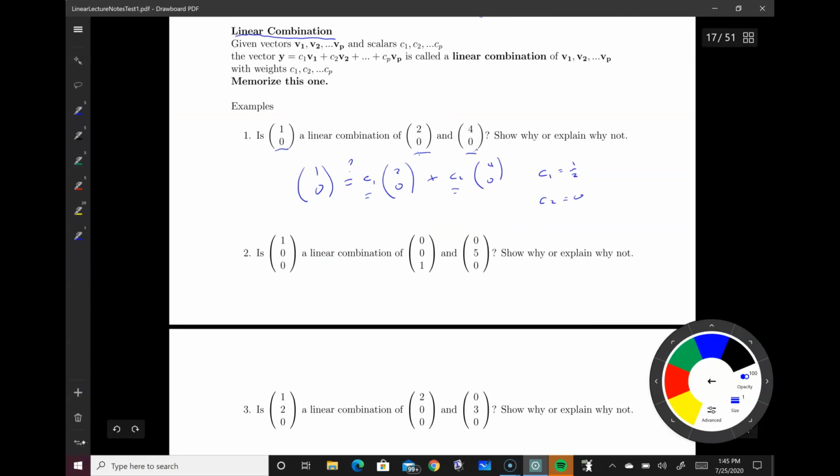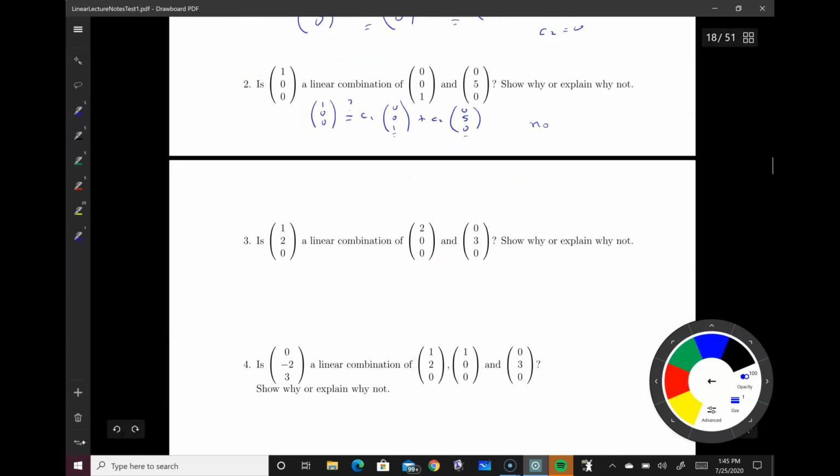All right, let's look at this one. Is this vector here a linear combination of these 2 vectors? By looking at where their entries are, I can say no. I cannot get to this vector from a linear combination of these 2 vectors.